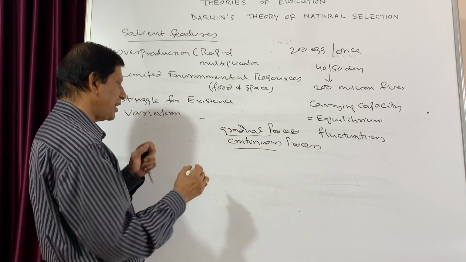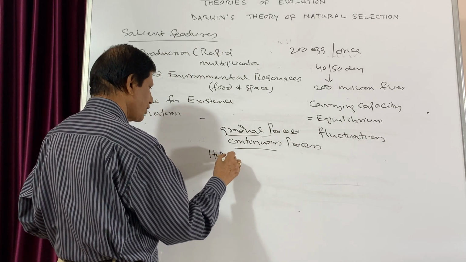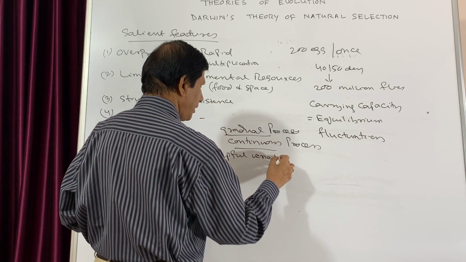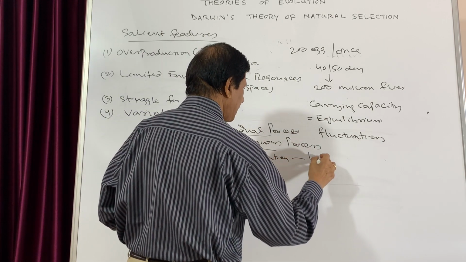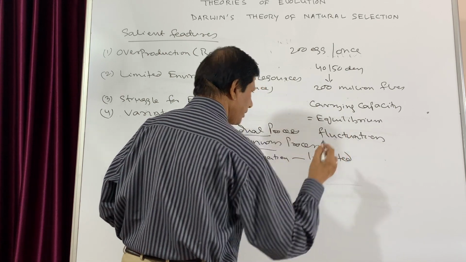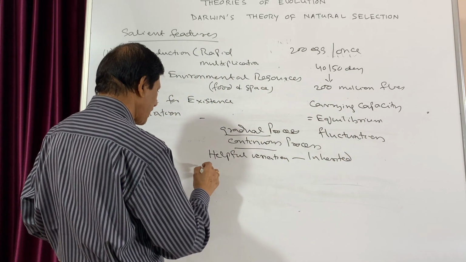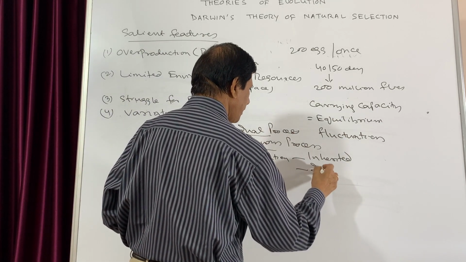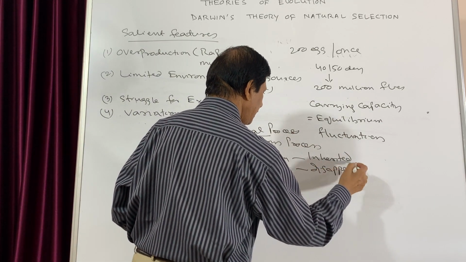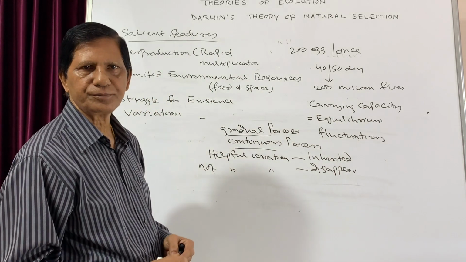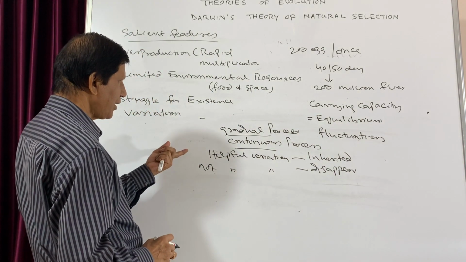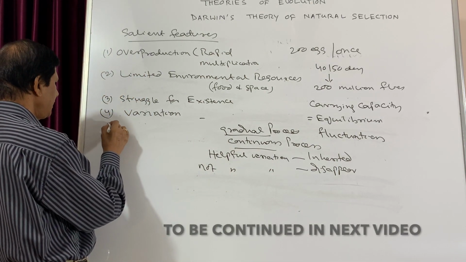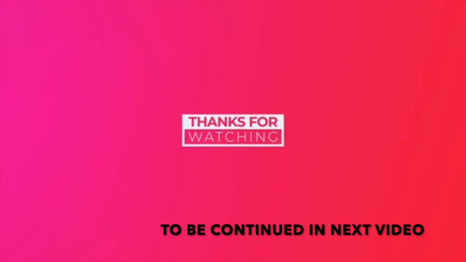Those which are helpful variations are usually inherited, and those which are not helpful usually disappear. So this is the view of Charles Darwin. Then after variations, what will happen next? Now the next is natural selection.